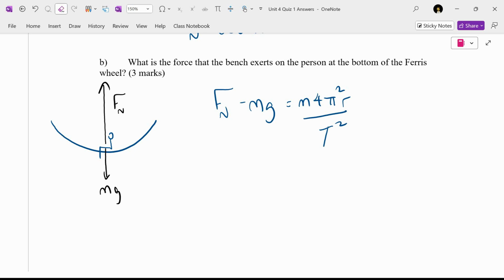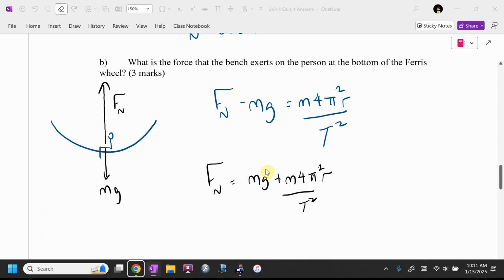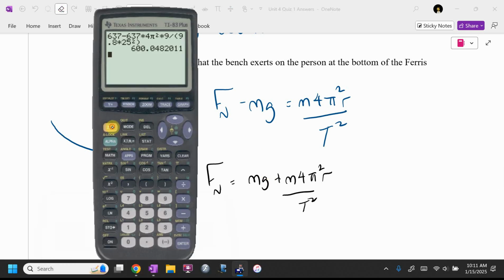How would I get the normal force by itself? I would plus the mg over. It's going to be normal force equals mg plus m 4 pi squared r over T squared. Now, I was clever. I noticed, Nicole, that this expression is exactly the same as this expression, but instead of a minus sign, it's a plus sign. And so if I was doing this as a homework question, I would have just said, you know what, I'm going to backspace on my calculator. I'm pretty sure that's the answer. This is a quiz, and so I'm going to show my work. But if I was doing this on my homework, I would just probably have tried to do all of it without writing anything down. Ha ha.